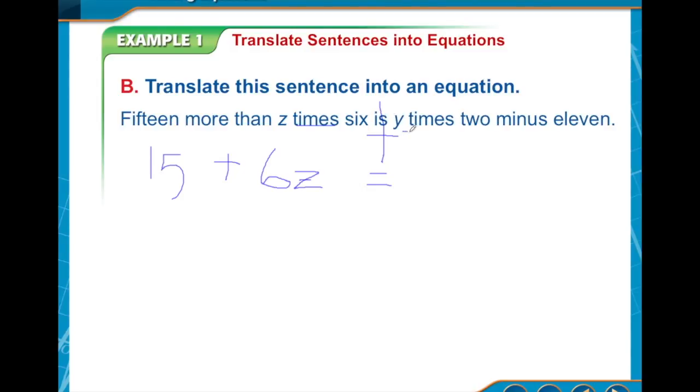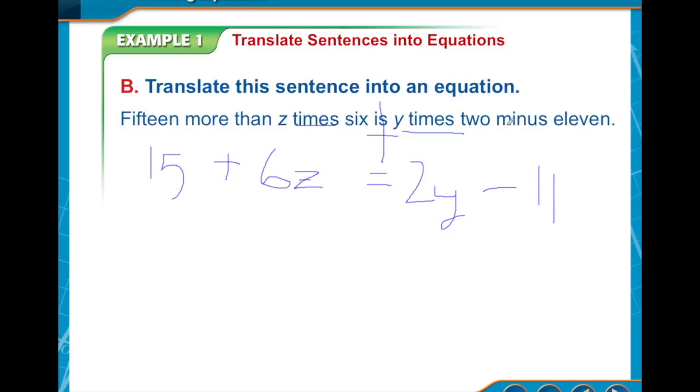So y times 2 is 2y. Now it is y times 2. We could write it as y dot 2, but we don't write our variables and our coefficients that way. We always write the number first and then the variable. So y times 2 is just 2y. And minus tells us we need to subtract. That's the operation given by minus. And 11 is just a number.